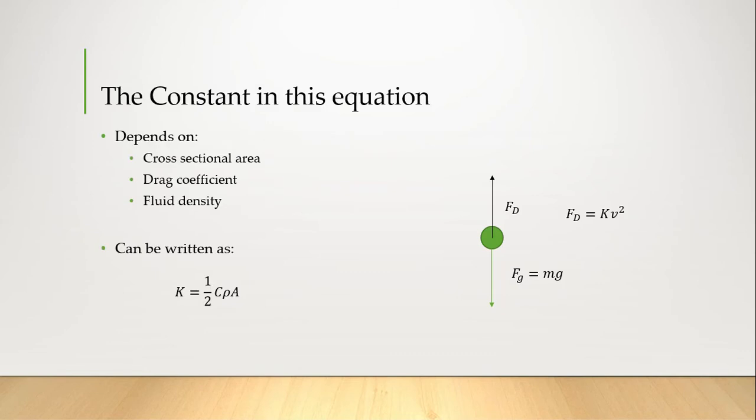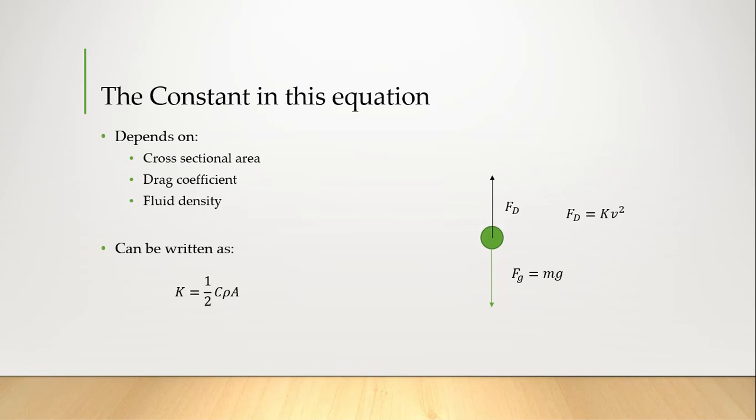So this constant depends upon really a few different things. One is what we call the cross-sectional area, or the effective cross-sectional area. What that means is if you were looking at the object as it's moving, what is the area that you see? So for example, for this ball, it would be if you cut the ball in half, what's the area of that half? That's the effective cross-sectional area.